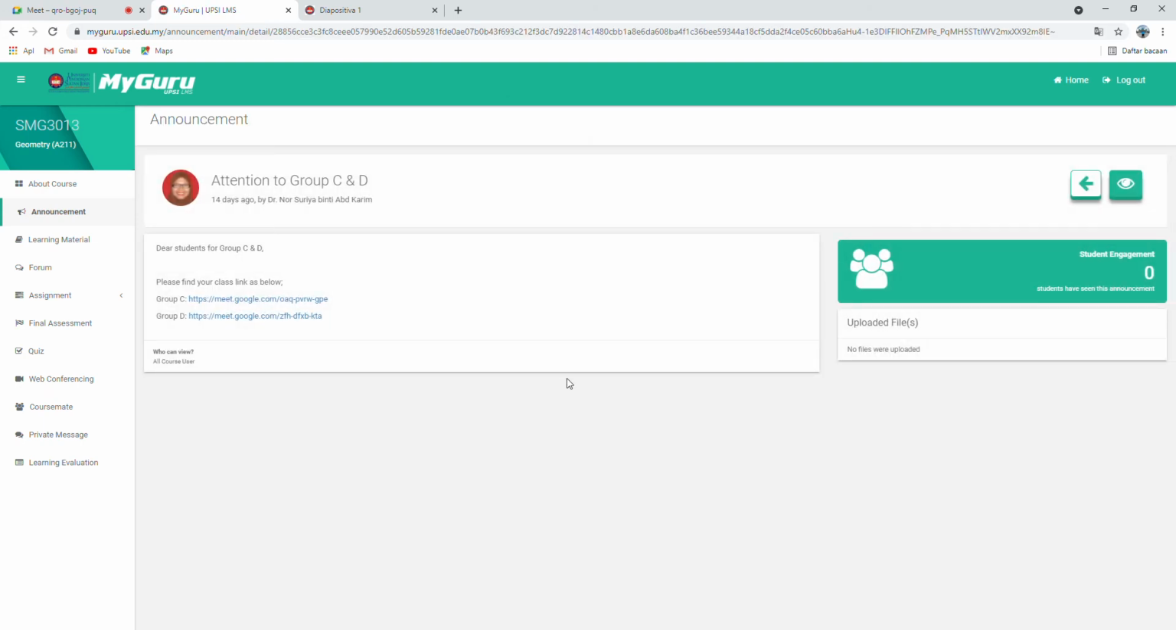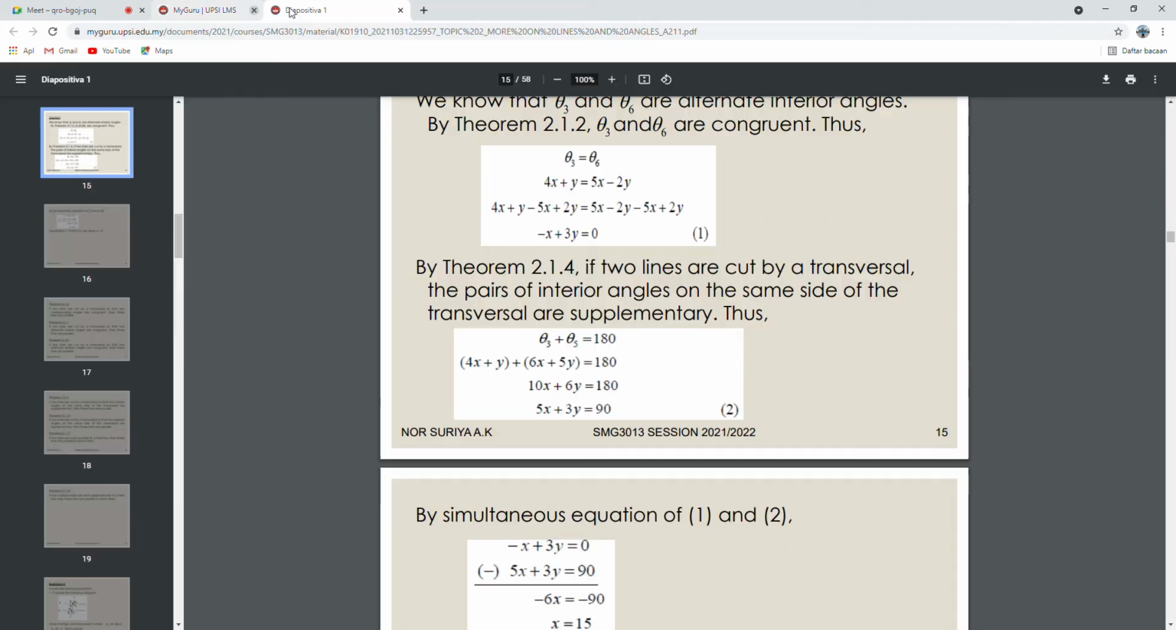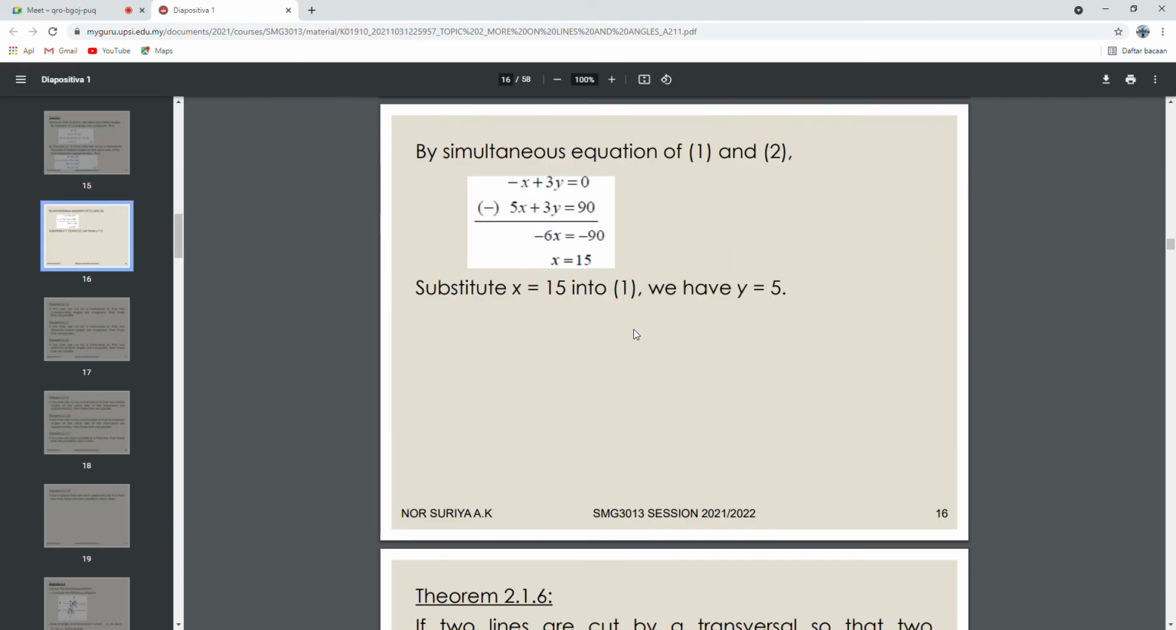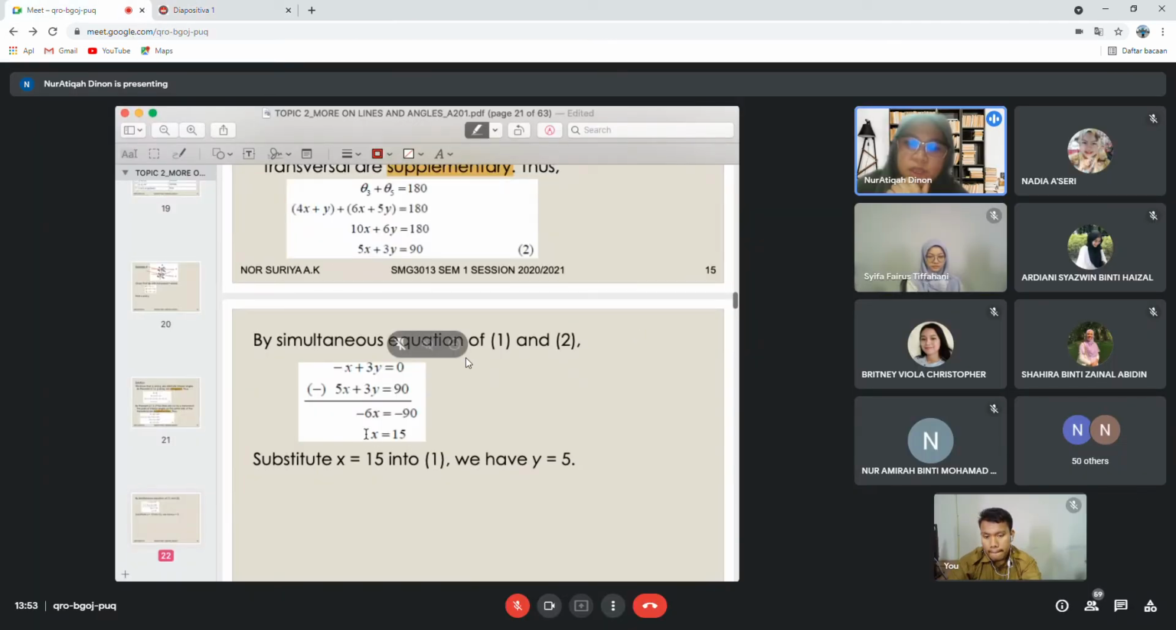Okay. So we use simultaneous equations to solve these two equations. We subtract negative x plus 3y from 5x plus 3y equals 90, and we get x equals 15. We put x equals 15 into the first equation, and we have y equals 5.